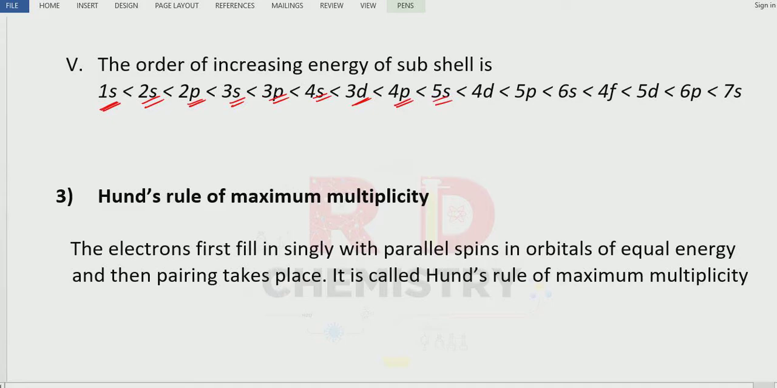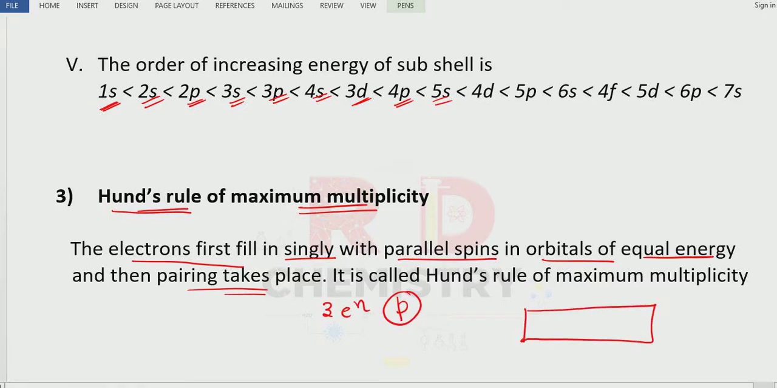Next one is Hund's rule of maximum multiplicity. According to this, electrons first fill singly with parallel spins in orbitals of equal energy, and only then does electron pairing take place. For example, say I have altogether 3 electrons in the p orbital. How many types of p orbitals are there? We have 3 types: px, py, and pz. Suppose there are 3 electrons; first they occupy singly.